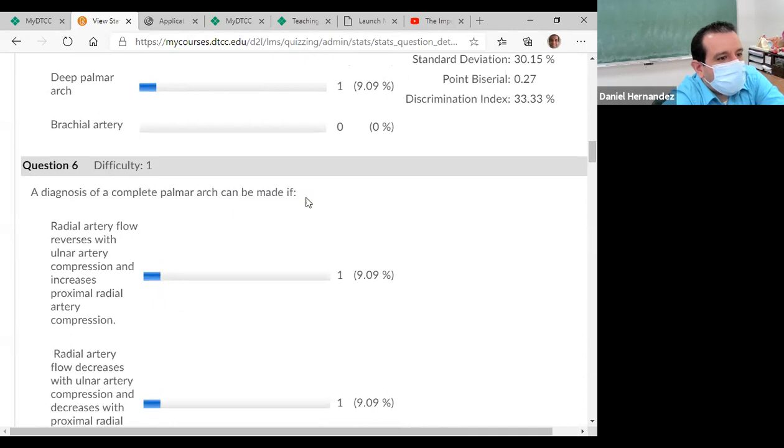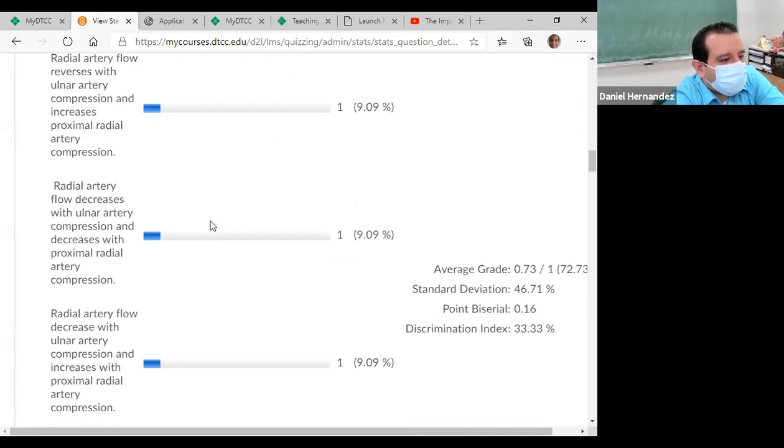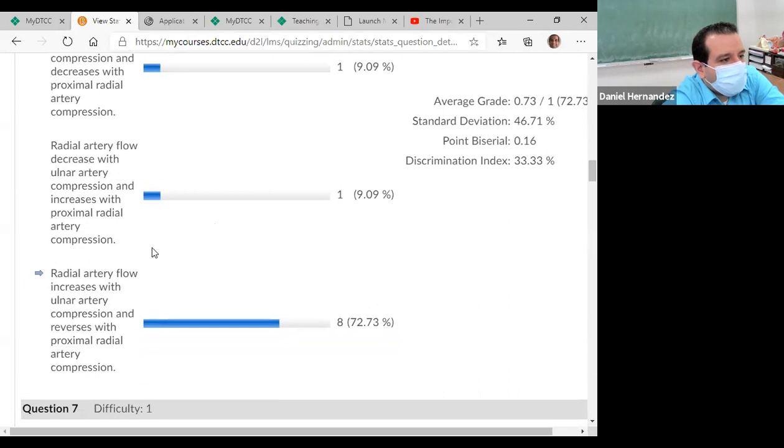Diagnosis of a complete palmar arch can be made if, the correct answer is, radial artery flow will increase when we compress the ulnar artery. The reason it increases is because the hand now needs more blood flow to compensate for that artery that's being compressed. So we're going to see an increase in flow to feed the rest of the hand. That increase of flow goes through the palmar arch to feed the rest of the hand. So we see an increase in that arterial flow.